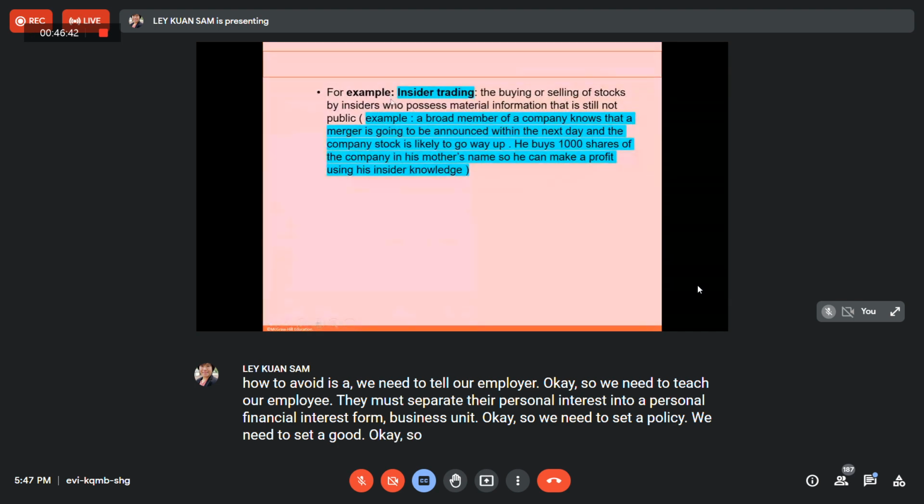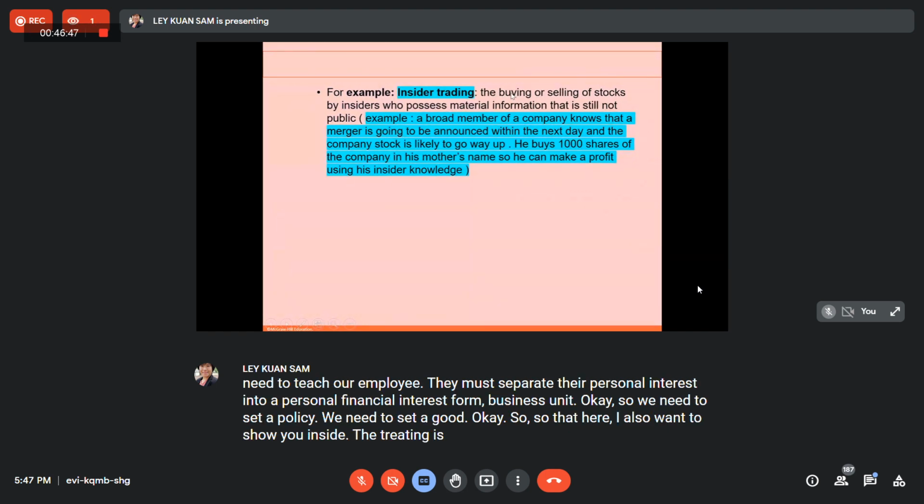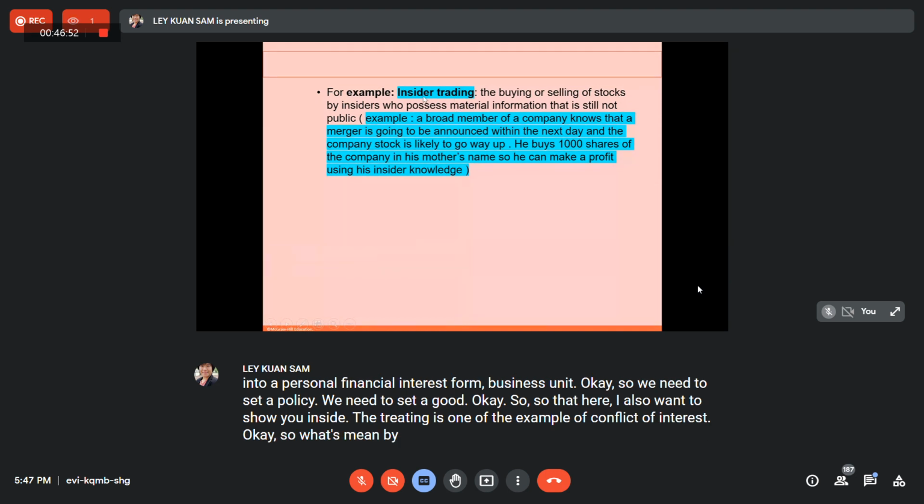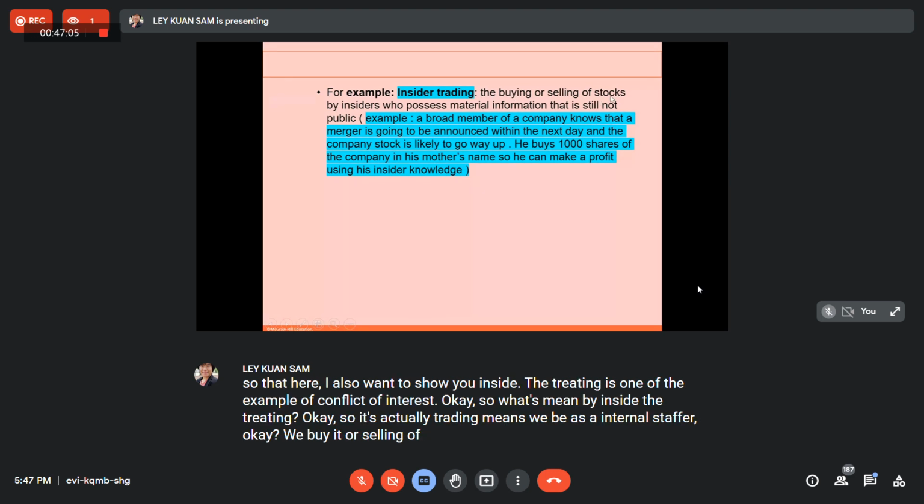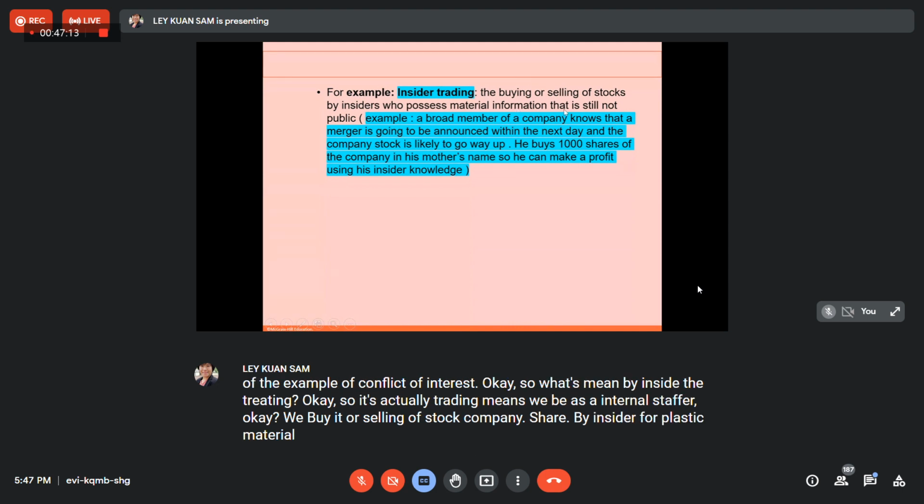Here I also want to show you insider trading is one of the examples of conflict of interest. So what is meant by insider trading? Insider trading means we, as internal staff, are buying or selling stock or company shares by an insider who possesses material information that is still not public. So this one is also an example of conflict of interest.